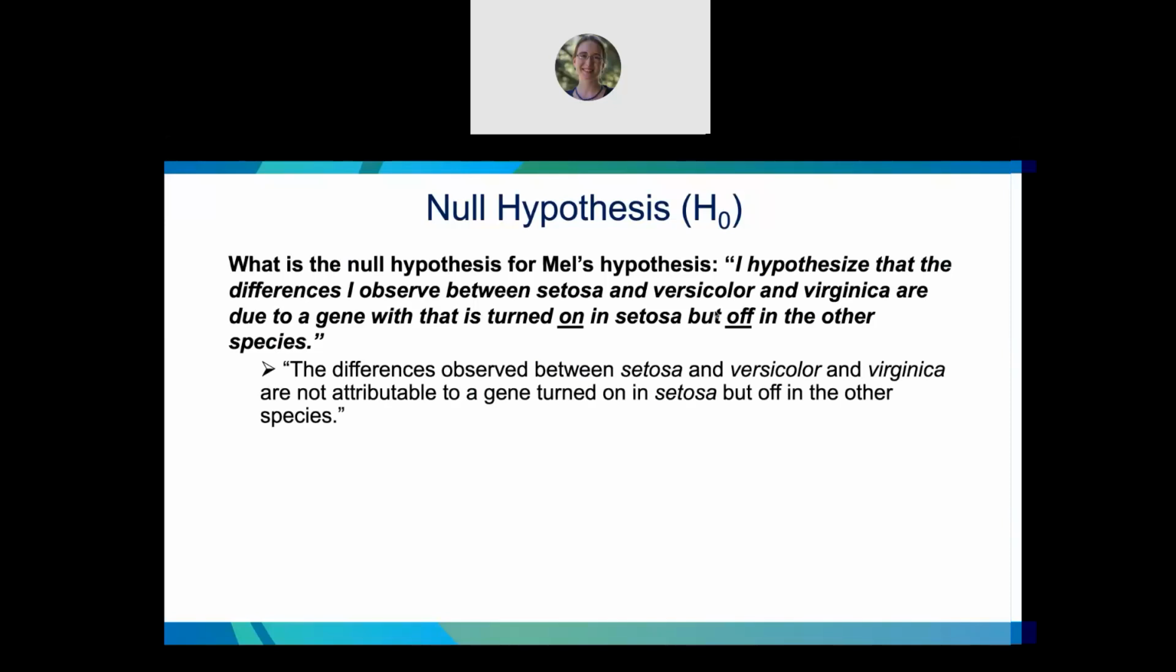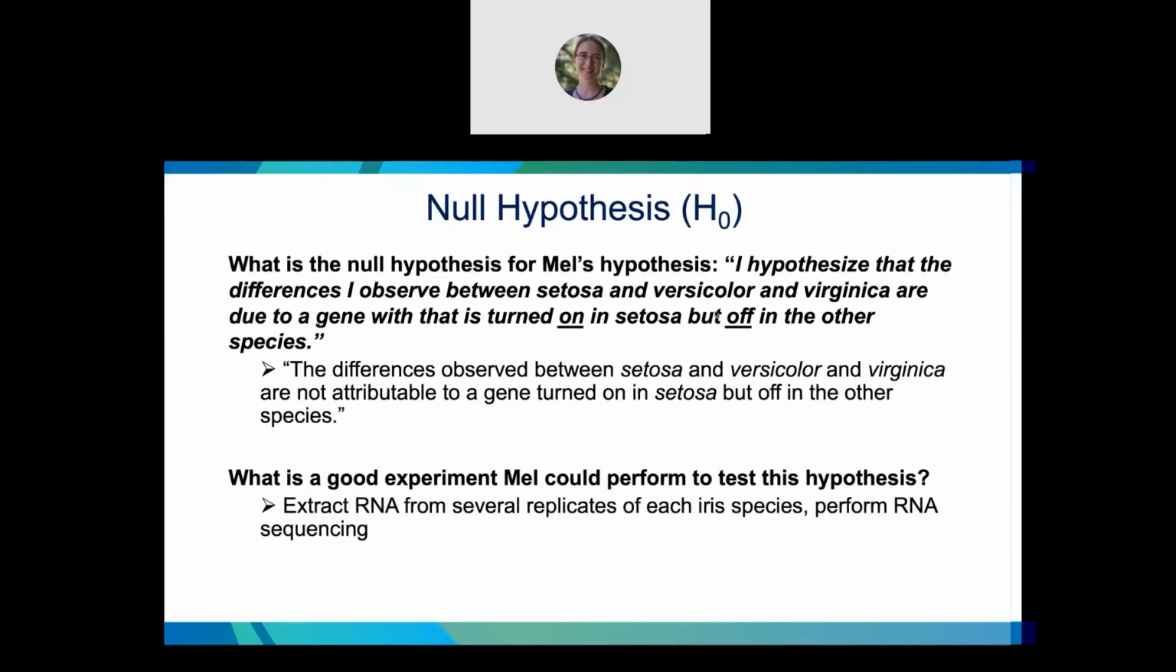So what's a good experiment that Mel could perform to test this hypothesis? Well, since we are in an RNA sequencing bootcamp, I would suggest that Mel could go ahead and extract RNA from several replicates of each iris species and perform RNA sequencing and search for a gene that's turned on in Setosa but off in the other species that could explain the differences that are being observed.